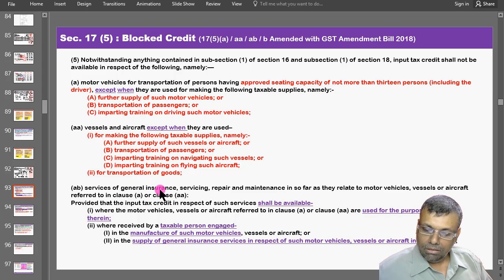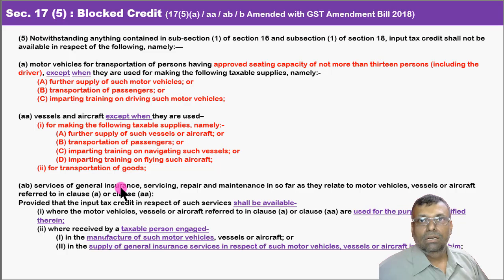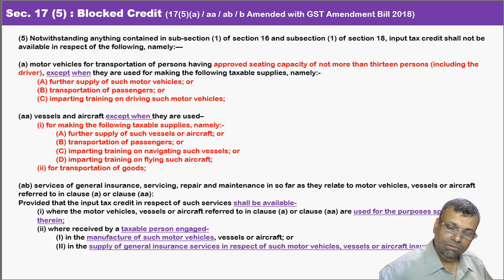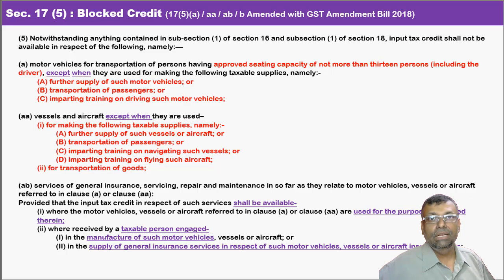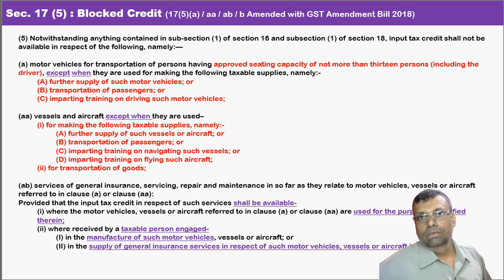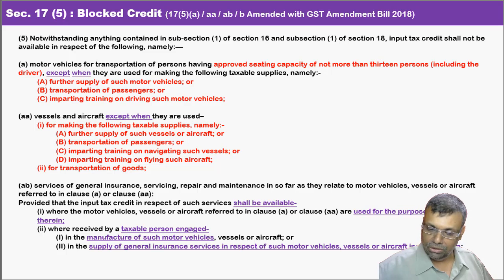Friends, this particular block credits under section 17(5) has undergone a big change. I repeat, it has undergone a very, very big change by the GST Amendment Bill 2018. With effect from this bill, section 17(5) has undergone a very good change, and I would definitely expect that in the near future, these types of questions will come in the examination.